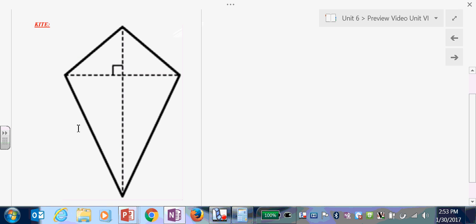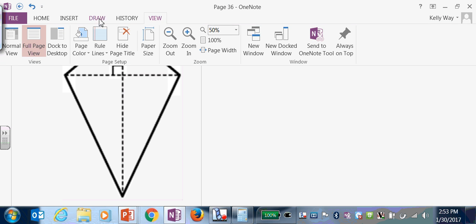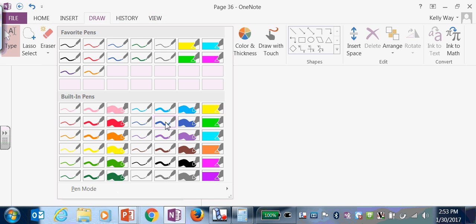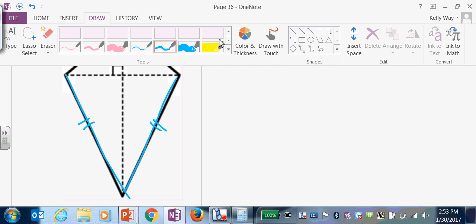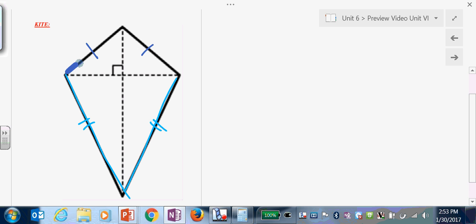All right, let's see if you found everything that's possible here. Kites give you a ton of information. First off, the main definition of a kite is simply consecutive sides are congruent. So notice the hatch marks there. It's the two sides next to each other that are congruent, not opposite sides. That makes a kite a kite.